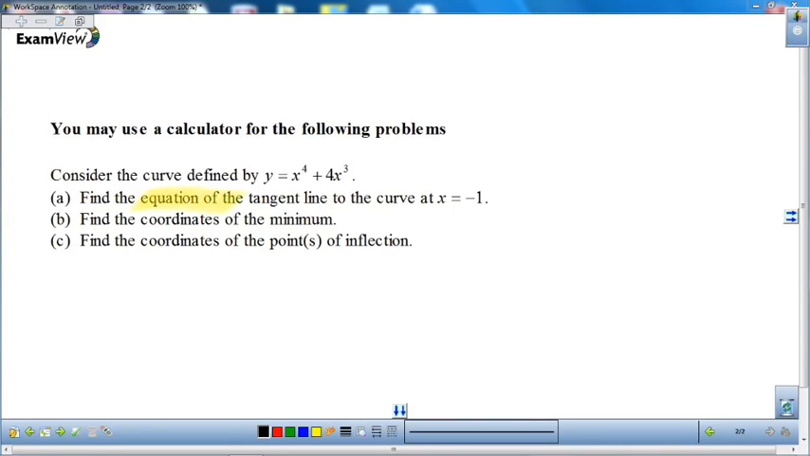Part A asked me to find the equation of my tangent line when x equals -1. So to find the equation of your tangent line, you need two things. You need to find the derivative, and you need to find your slope. So first thing we're going to do is find my derivative.